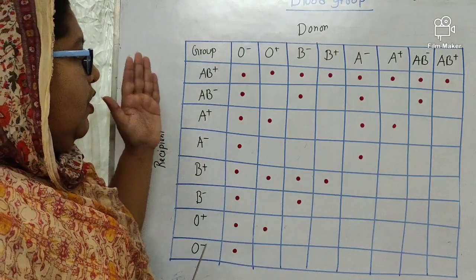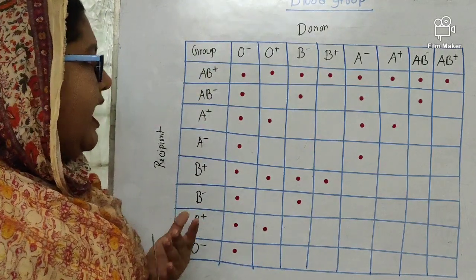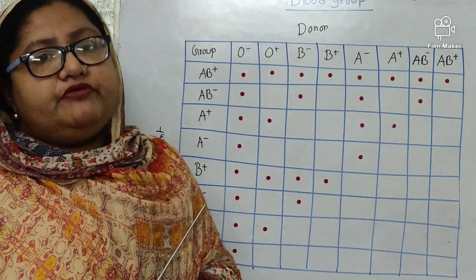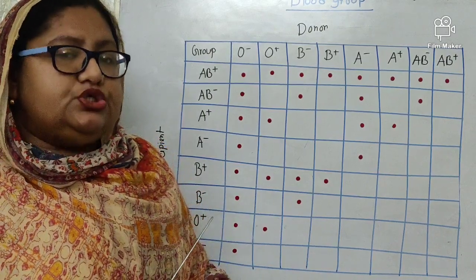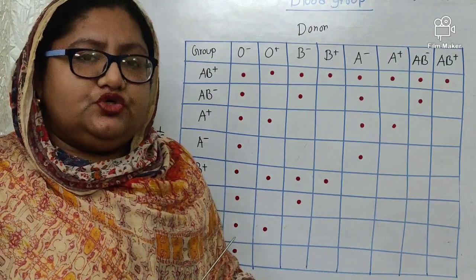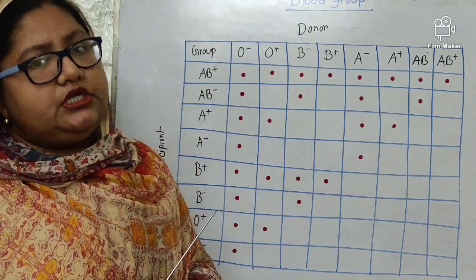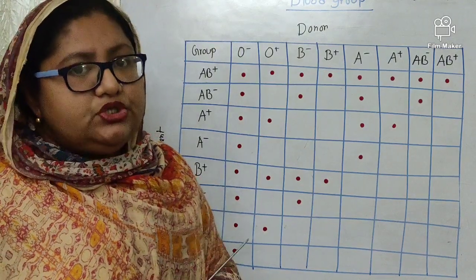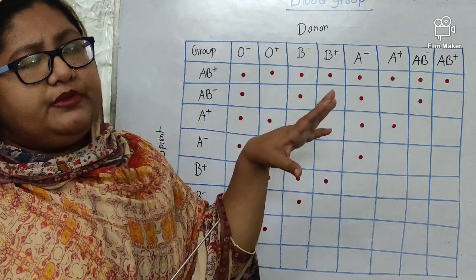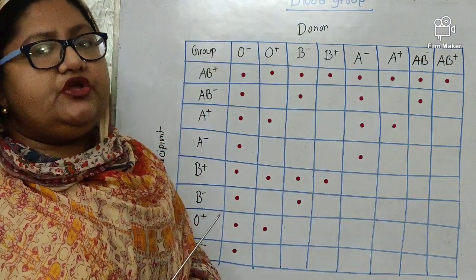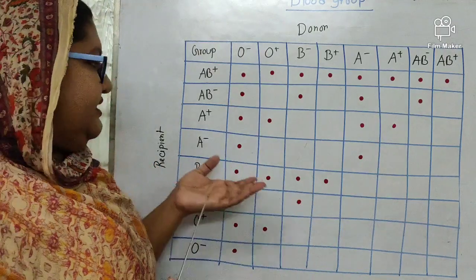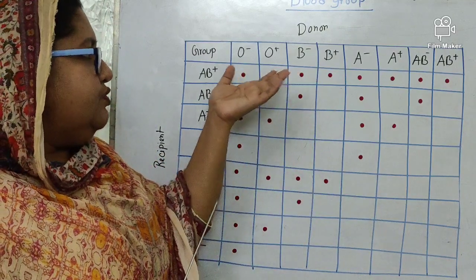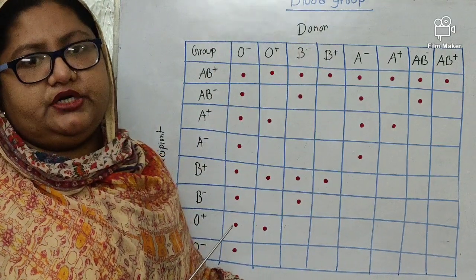So the definition of universal donor and universal recipient will be: in case of universal donor, the people of the blood group who can donate blood to the people of other blood groups or all blood groups is known as universal donor. In case of universal recipient, the people of the blood group who can receive blood from the people of all blood groups is known as universal recipient. In this case, we can say that AB is universal recipient and the people of blood group O is universal donor. Okay?